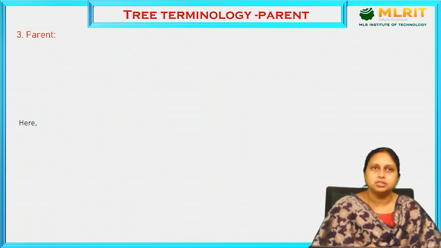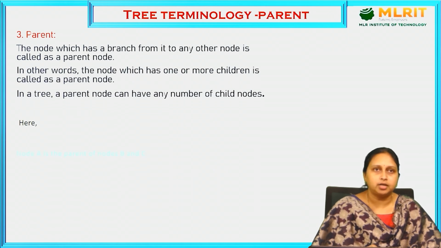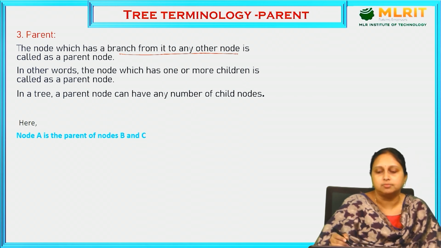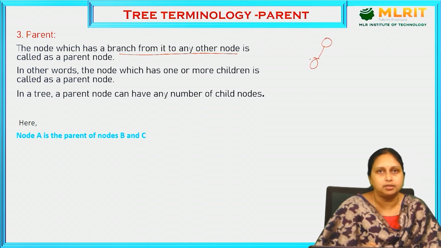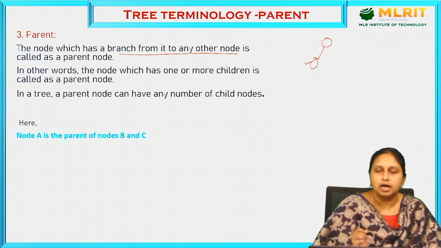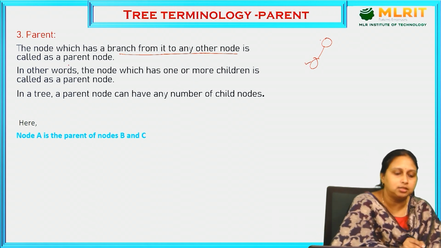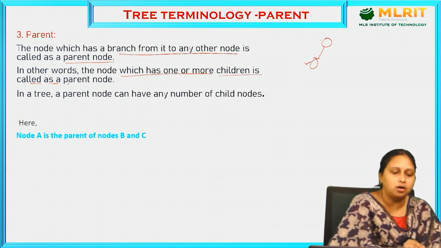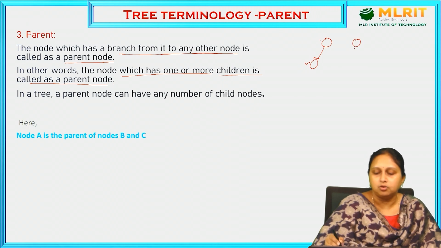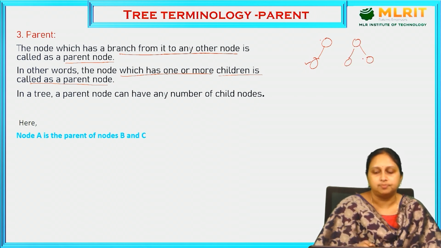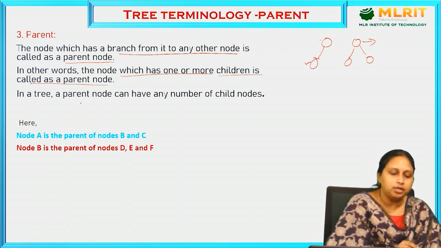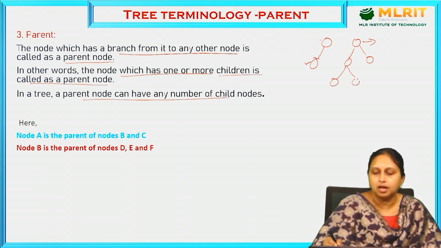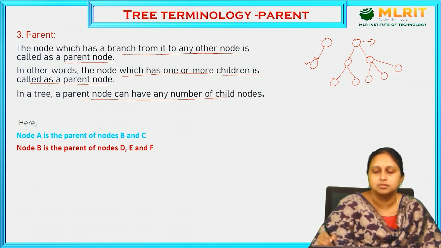And coming to what is a parent. The node which has a branch from it to another node, like this way, is nothing but a parent node. In other words, the node which has one or more children is also called a parent node. And in a tree, a parent can have any number of children, like this.